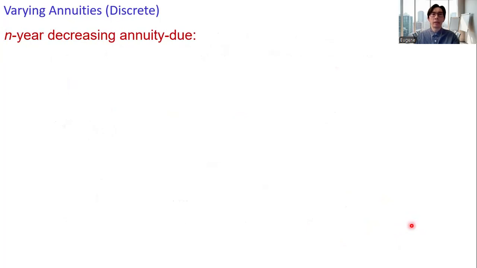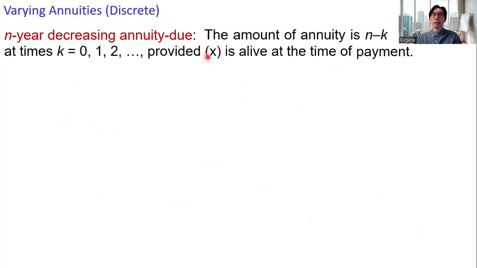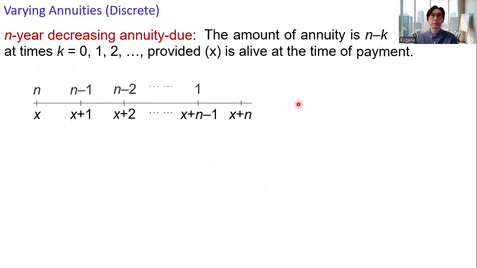All right, and then we move on to the n-year decreasing annuity due. The payments start at n at time 0, and then the payment is reduced by $1 for each subsequent year. So the amount of annuity is n minus k at time k. The actuarial notation for n-year decreasing annuity due, DA double dot x colon angle n, and then the corresponding expression.